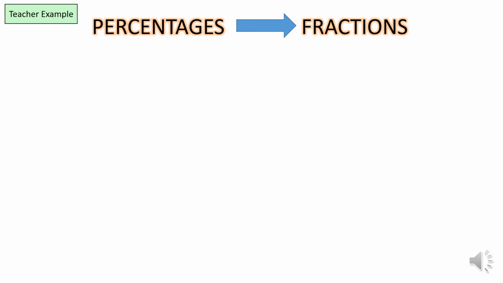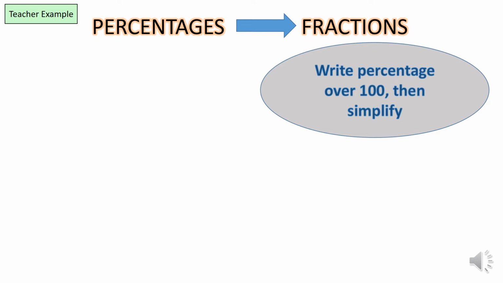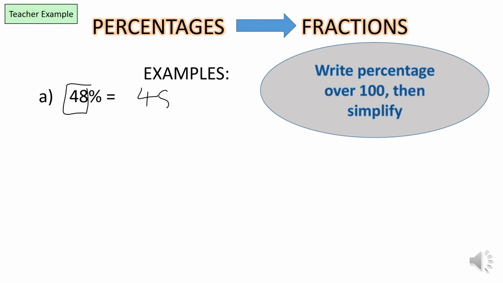So, firstly, percentages to fractions. We take the percentage and we write it as a fraction over 100. For example, if we have 48%, what I'm going to do is take this number in the percentage and write it over 100. So again, the numerator is the percentage and the denominator is 100.